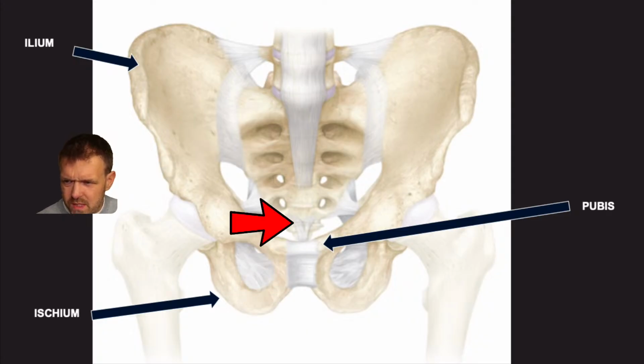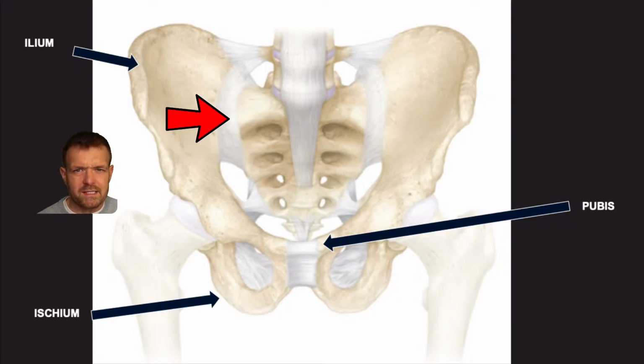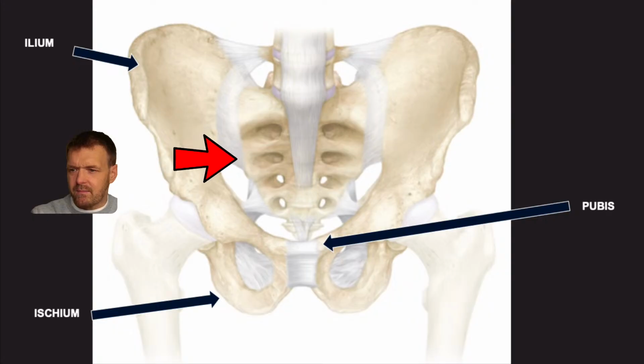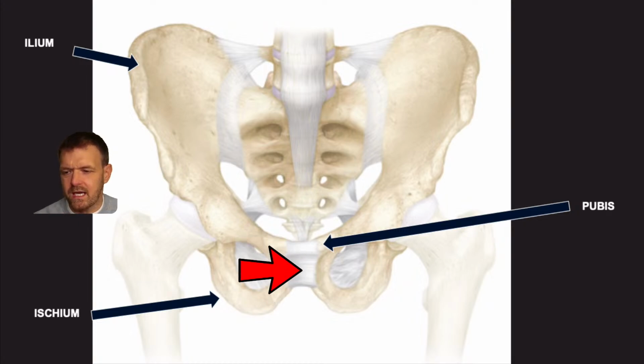Now, you'll see on this picture here, we've got these white areas which are connective tissue, and these are ligaments that form a movable framework for this pelvis. So we've got a ligament at the front, which means that the pubic region at the front can move, very, very slightly, but it can.